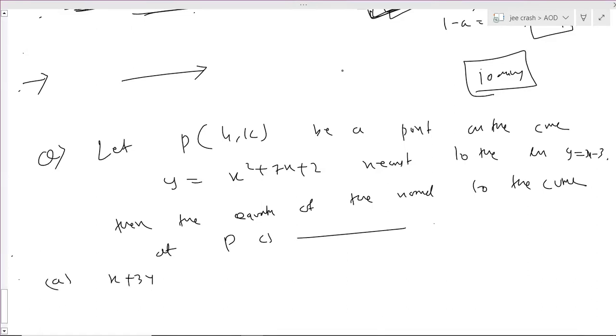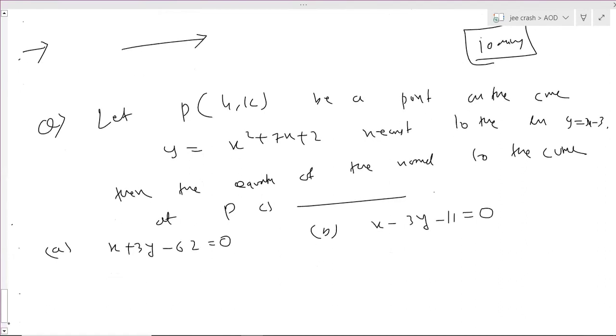Please solve it. I'm not going to solve it. If you solve one question on your own, then you will feel confident. And that is what I'm looking for in this class. So what is the equation? y equals to x square plus 7x plus 2. These are options. Nearest to the line, okay, y equals to 3x minus 3.